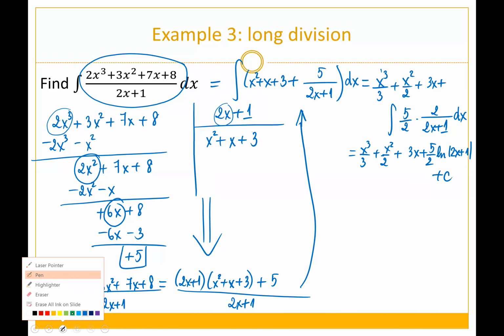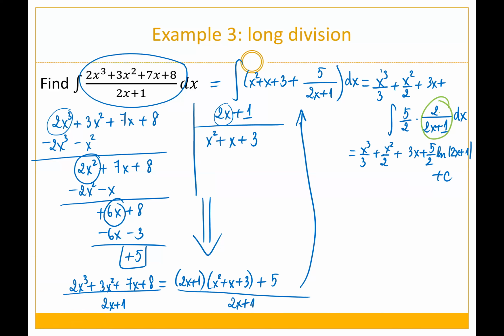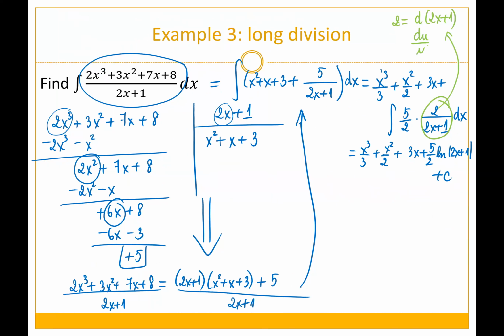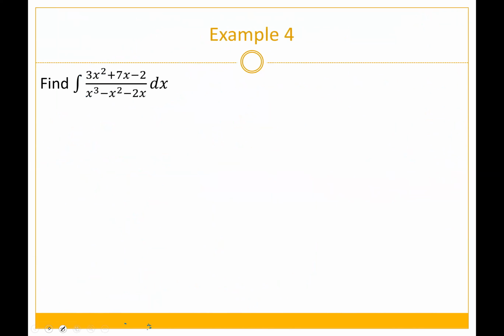So this is the key here. Don't forget this part, because the 2 here is just the derivative of 2x plus 1. So when you write it in the form of du over u, then this is the formula. You put it back into ln. So it should be clear to you guys now the level that we're dealing with. So if we're all good here, let's go to example 4.